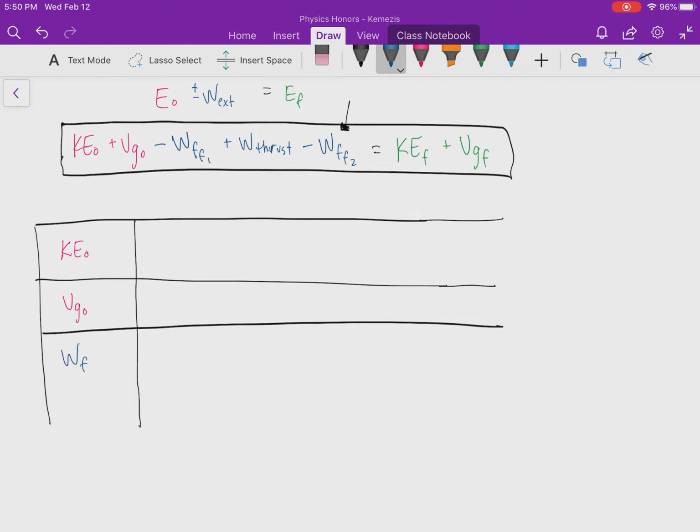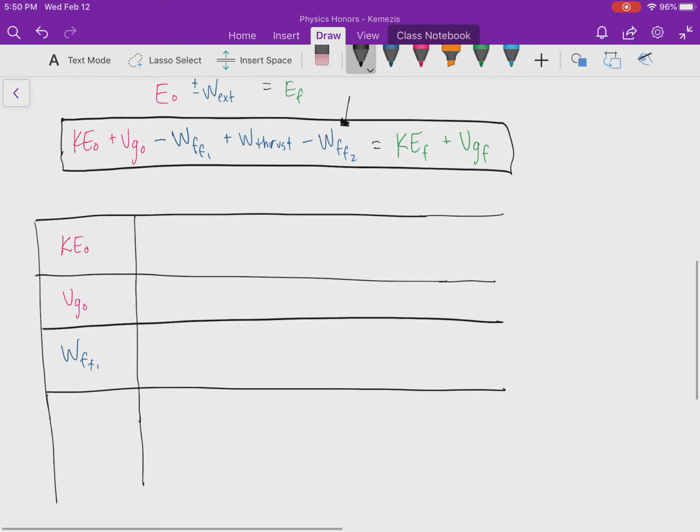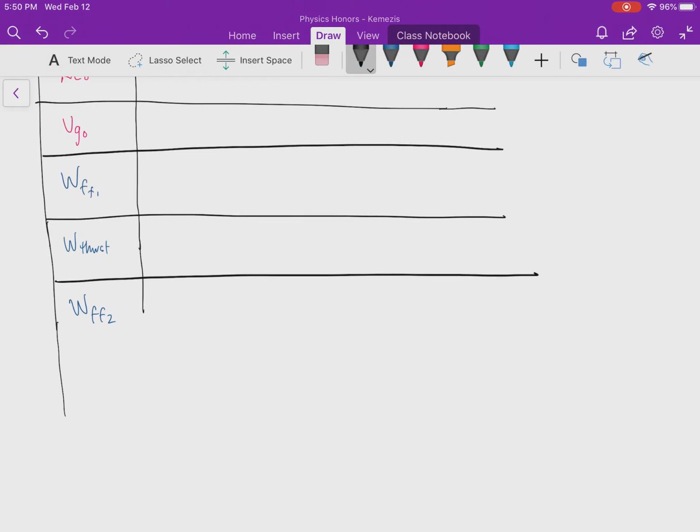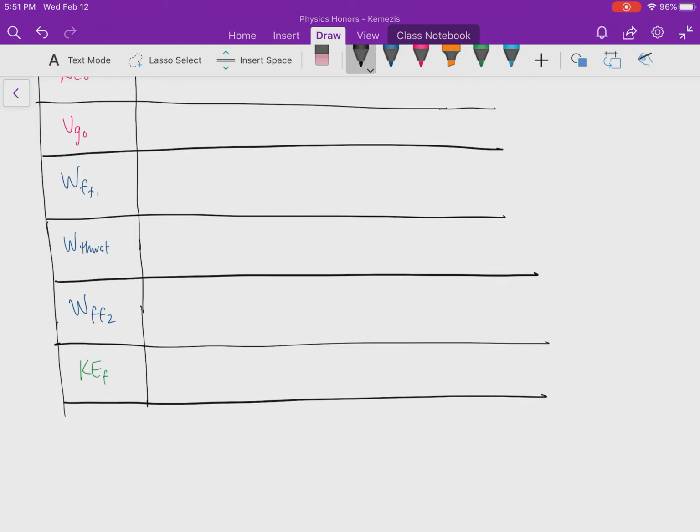We have the work from the force of friction 1. We have the work from the thrust. We have the work from the force of friction 2. And then we have our final kinetic and potential, KEF and KE naught, and UGF.